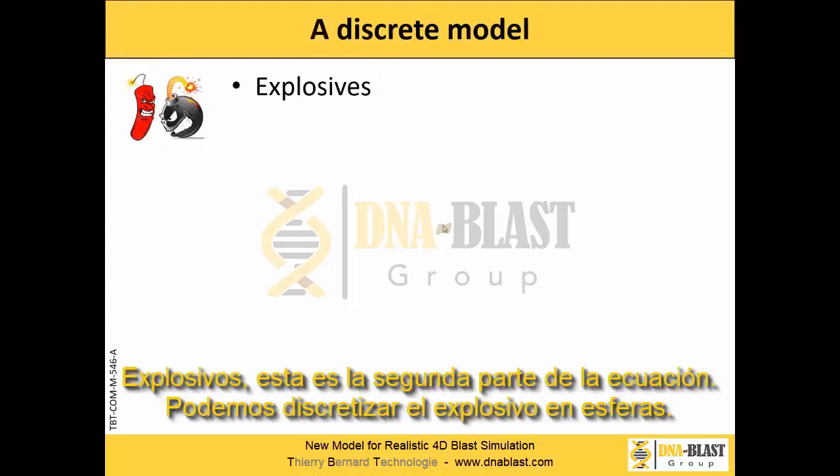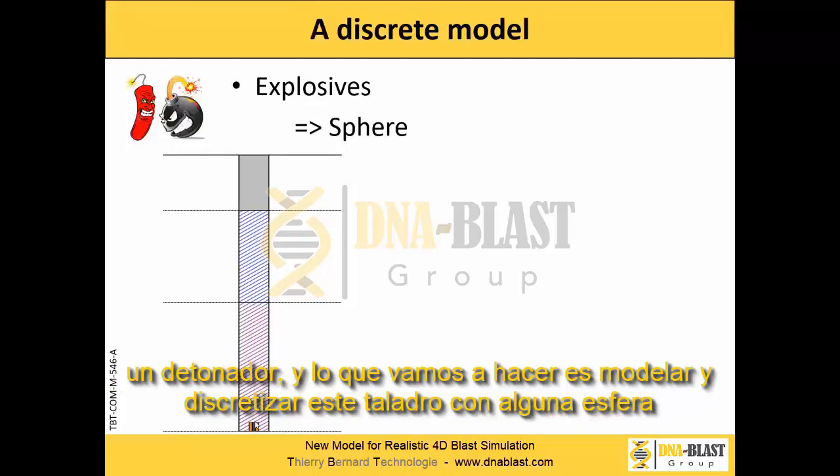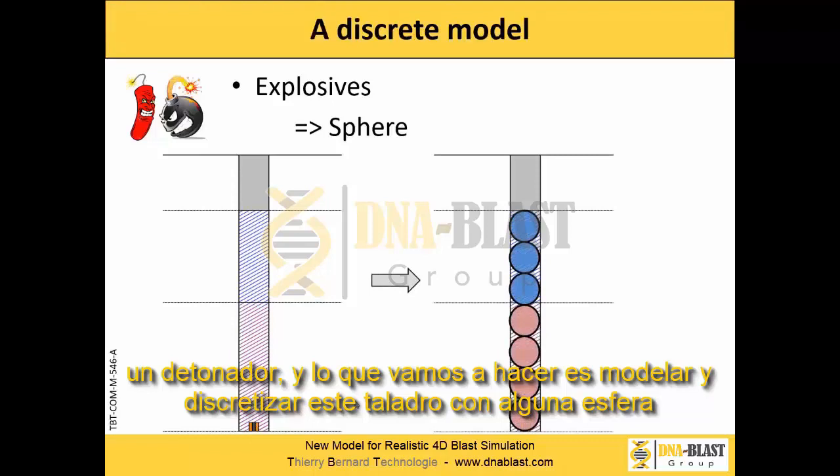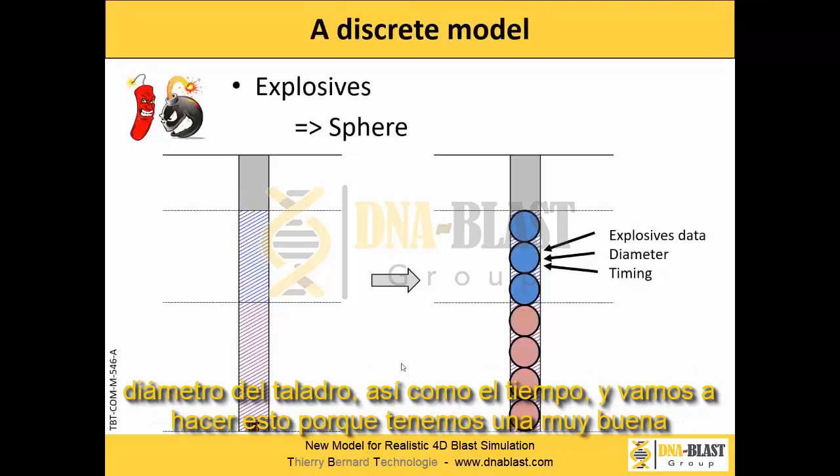Explosives. This is the second part of the equation. We're going to discretize the explosive in spheres. This is a borehole with, for example, two types of explosive, a bottom booster and a detonator. And what we're going to do is model, discretize this borehole with some spheres that are piled together like this. Each of these spheres will contain some explosive data, the diameter of the borehole, and basically timing.